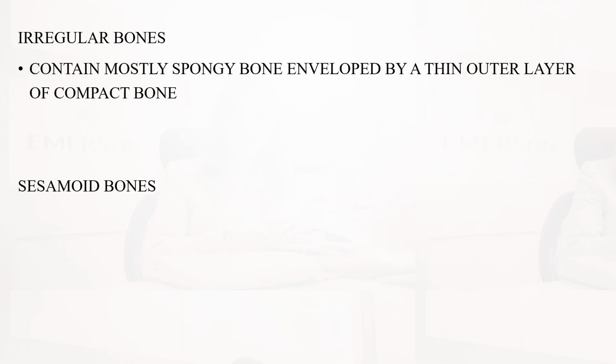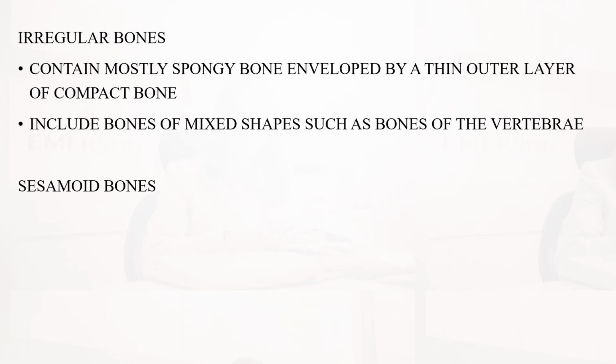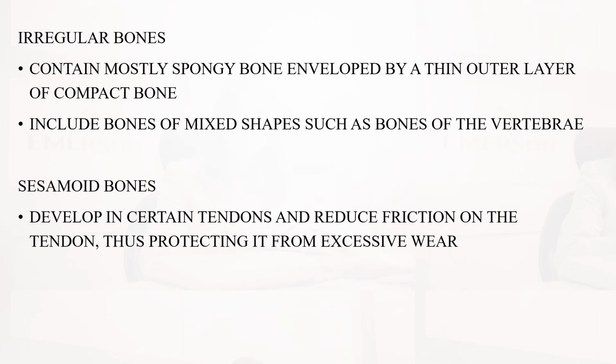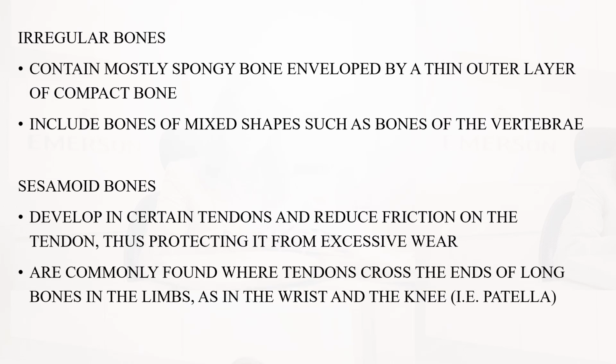Okay, let's continue. The irregular bones contain mostly spongy bone covered by a thin outer layer of compact bone. They include bones of mixed shapes. Then the sesamoid bones develop in certain tendons and reduce friction on the tendons, thus preventing excessive wear. They are commonly found where tendons cross the ends of the long bones in the limbs, as in the wrists and in the knee. In the knee, an example would be the patella.